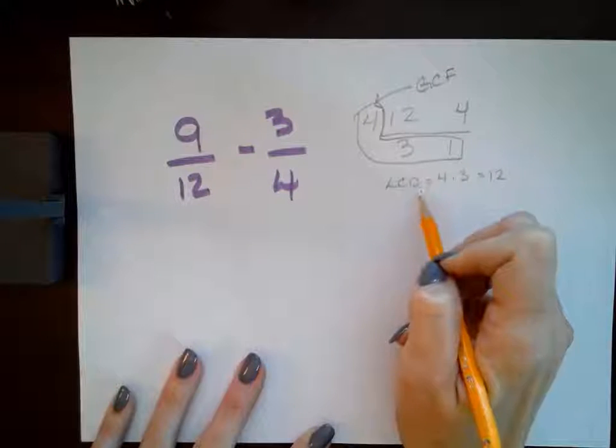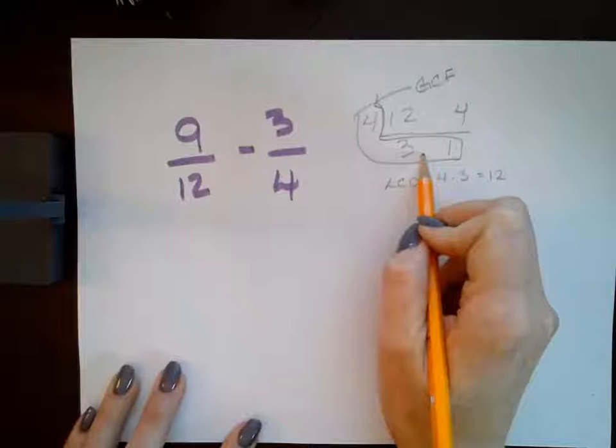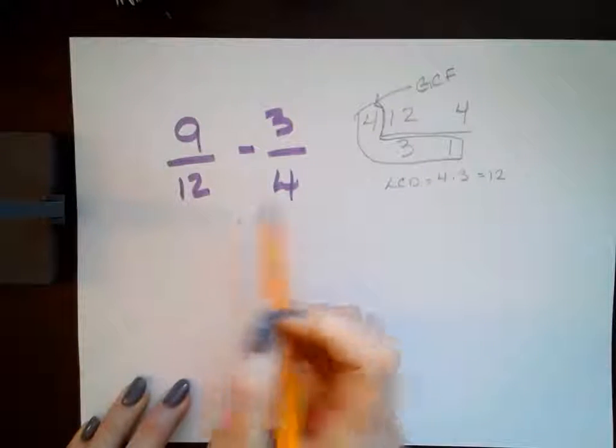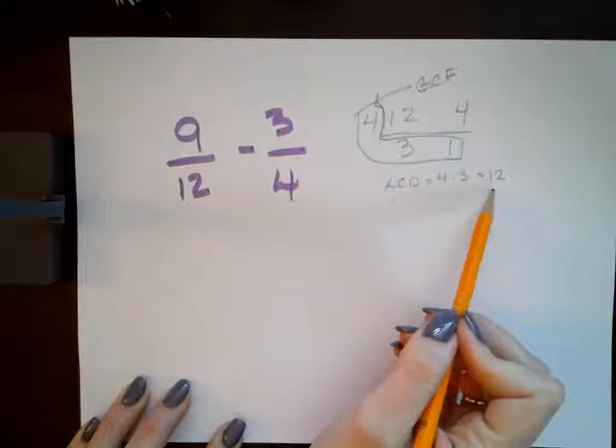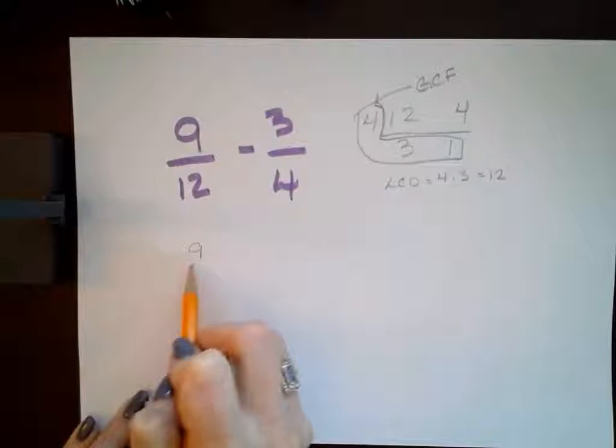I want to come back to this and show you another way of finding a greatest common factor and the least common multiple in another video. Let's go back to this fraction. Because our lowest common denominator is 12, we notice we don't have to do anything with this first fraction.